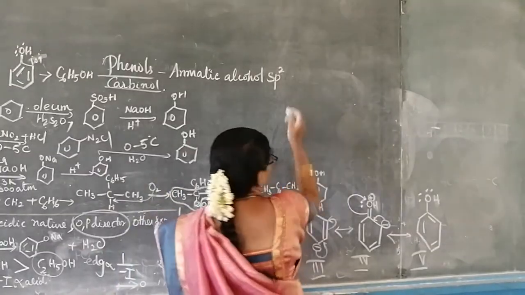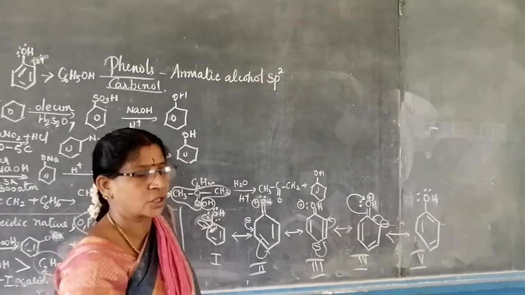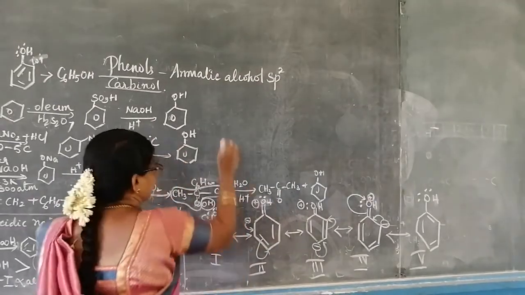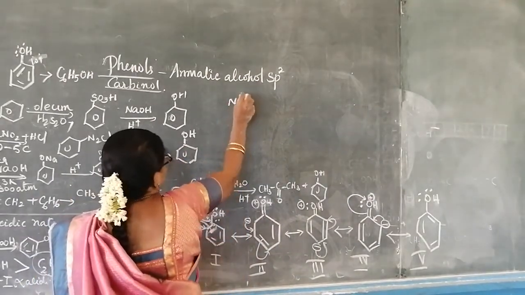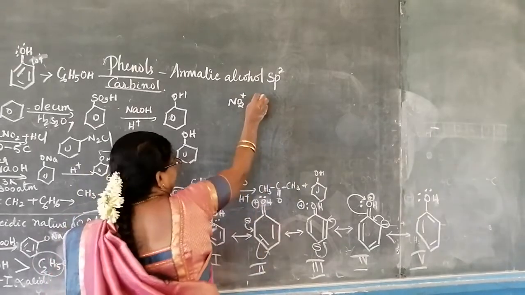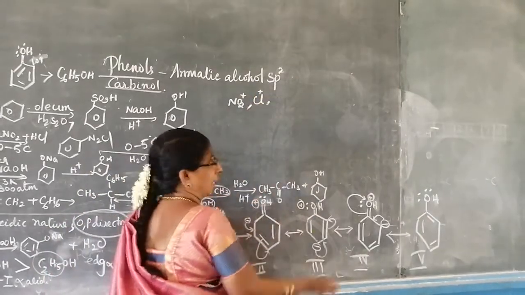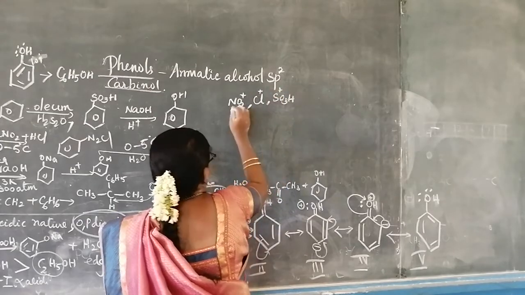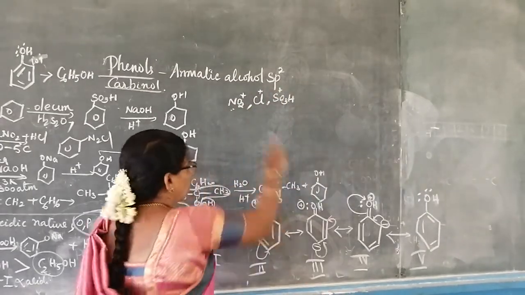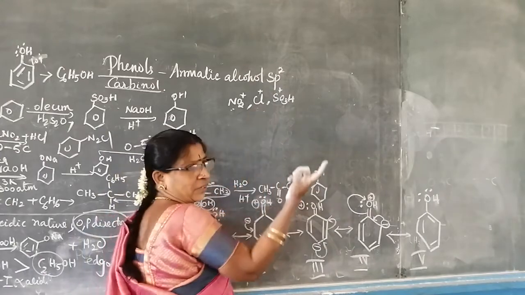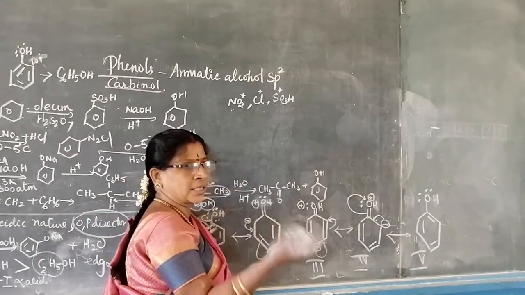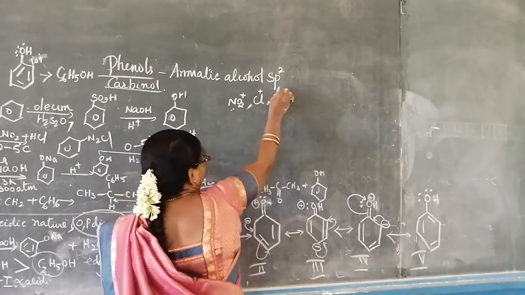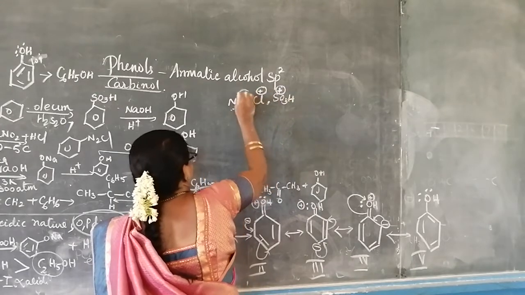Now let us, we have studied in 11th class itself. NO2 plus, it is an electrophile. Cl plus, it is an electrophile. Then SO3H plus, they are three electrophiles. This is called nitration, chlorination. Any halogen we can write except fluorine, then it is called halogenation. Sulfonation, these are all electrophiles.